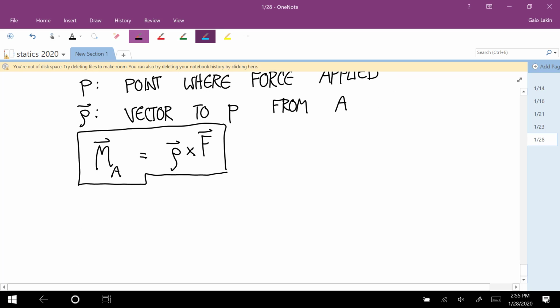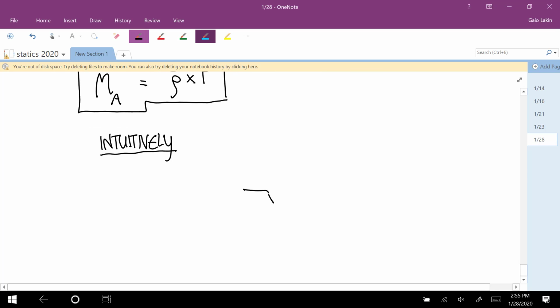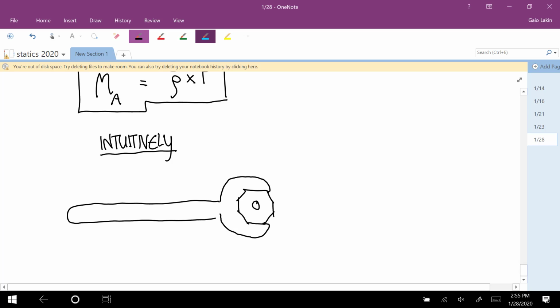The intuitive meaning of this, so think about like you have a bolt and you're trying to turn it with a wrench. Okay, there are two things that are going to determine how successful you are at loosening this bolt. Oh, three things. One is that you have to turn it the right way.